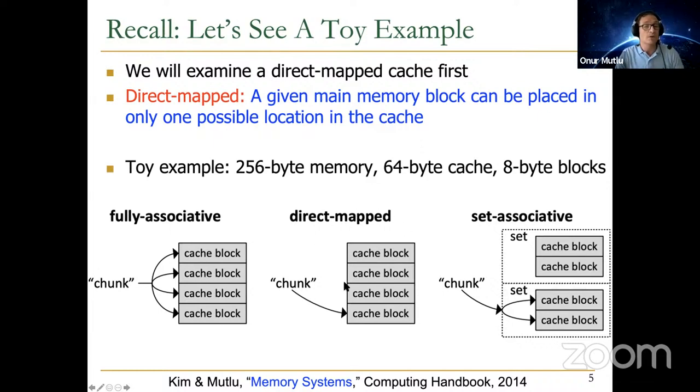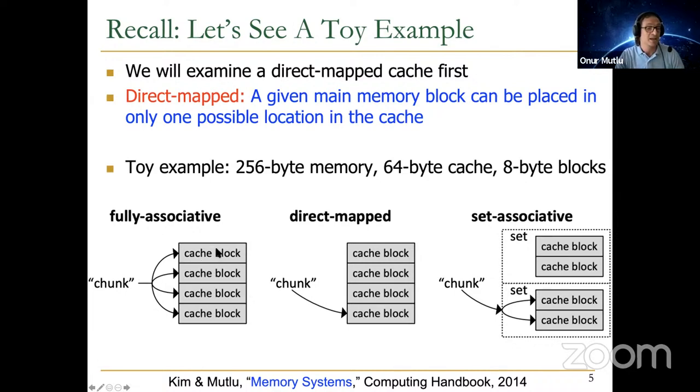And we made this more flexible. We made it set associative, such that a given main memory block can be mapped to multiple different locations in the cache. This is called a set of locations. Now you have some flexibility in terms of where you can place the main memory block. And then we also talked about the most flexible mapping version of the cache, which is called fully associative, where you have some limited number of cache blocks, and a given main memory block can be placed in any of those cache blocks. As a result, you have a lot of flexibility in the placement of a main memory block. But of course, with flexibility comes responsibility, right?